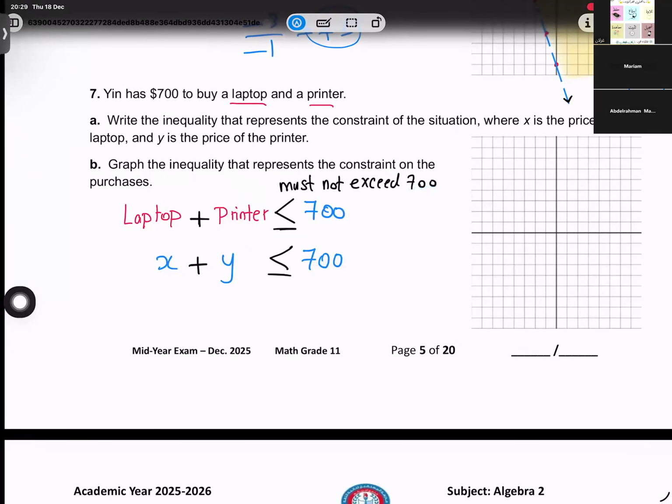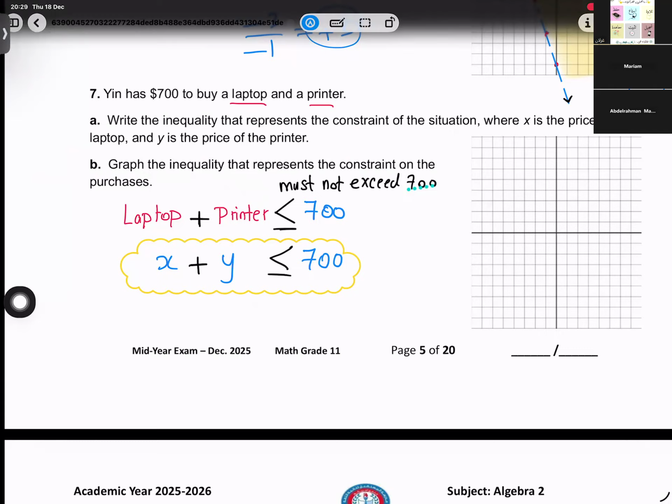Okay, so that's the inequality. This is a correct inequality. Well done. This is number A. So, graph the inequality.